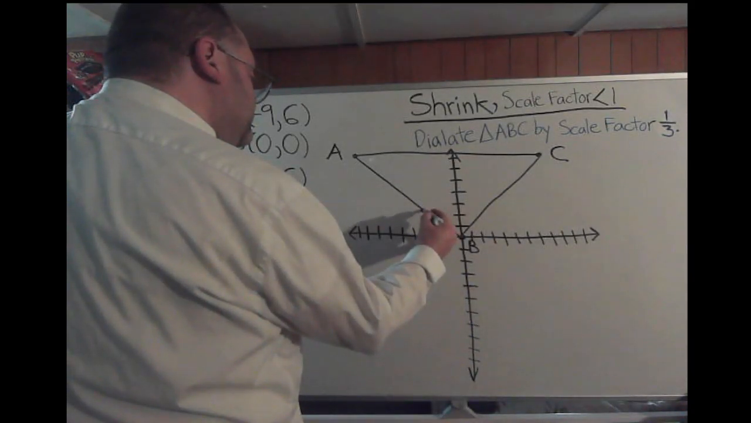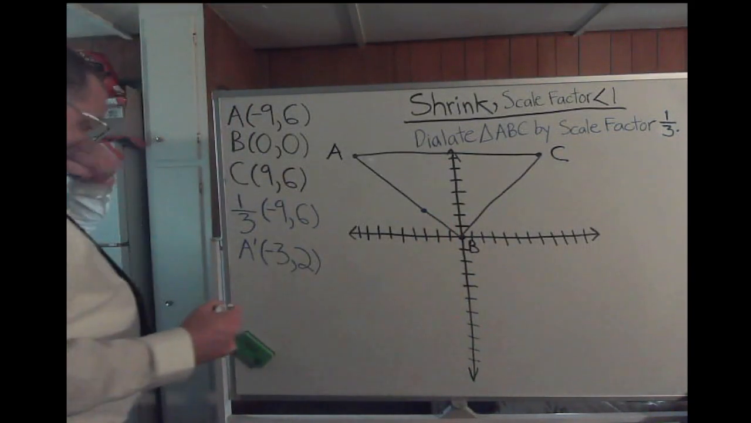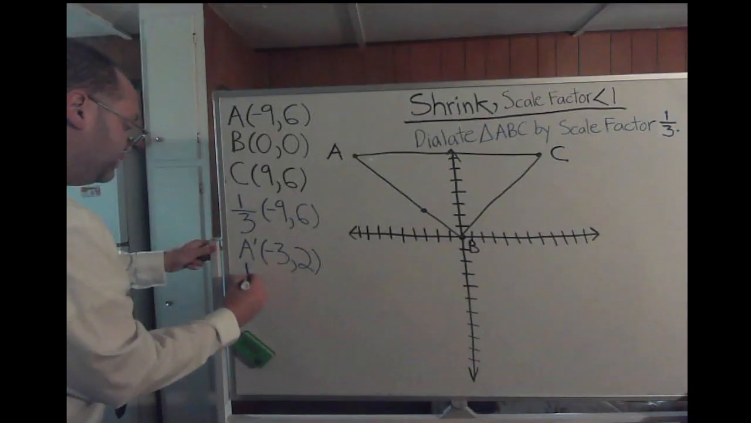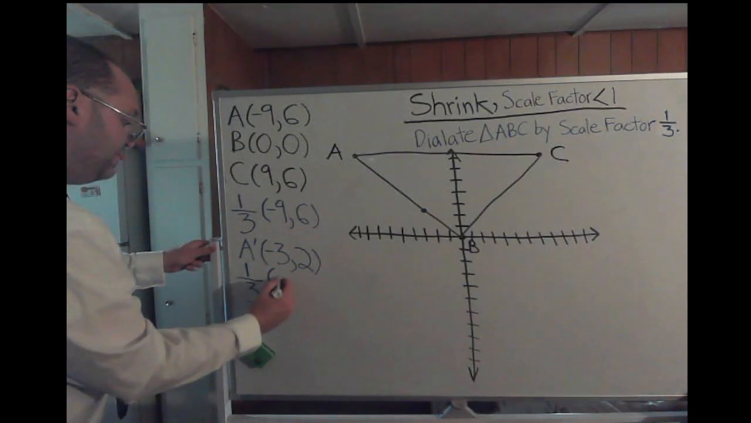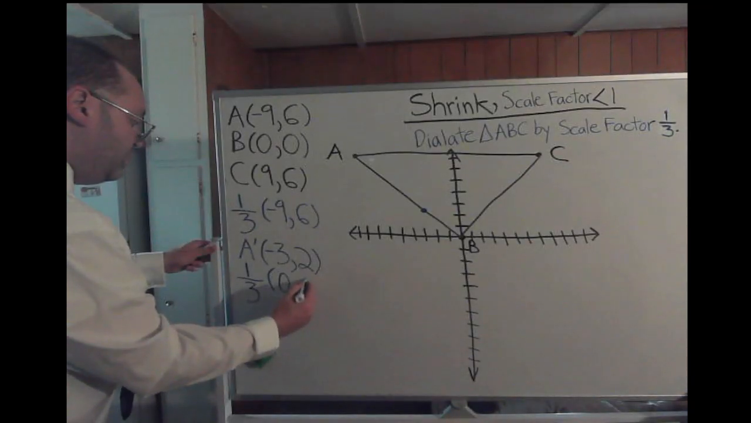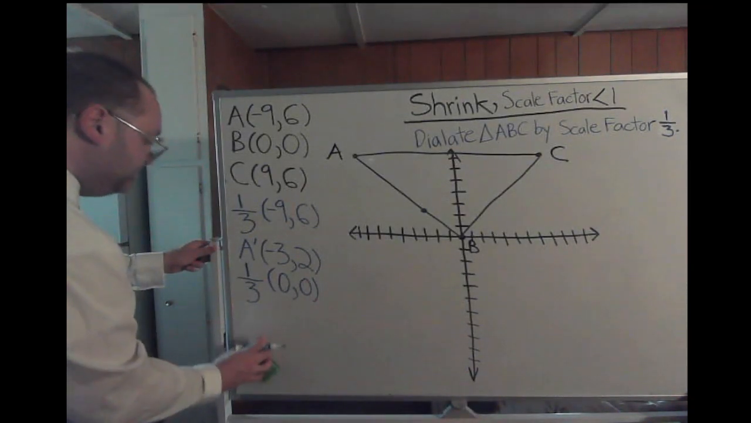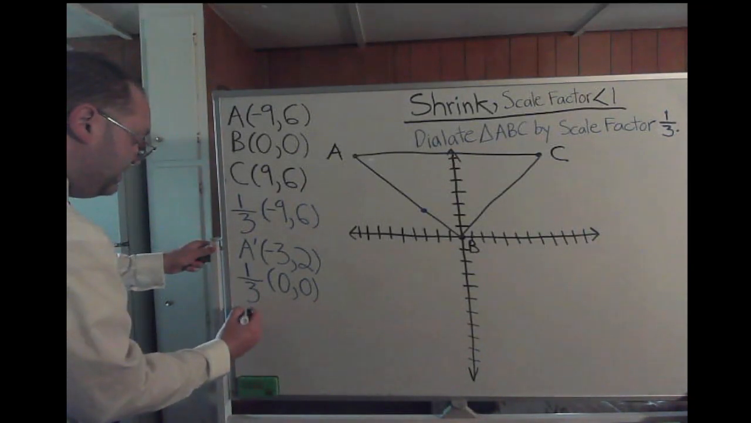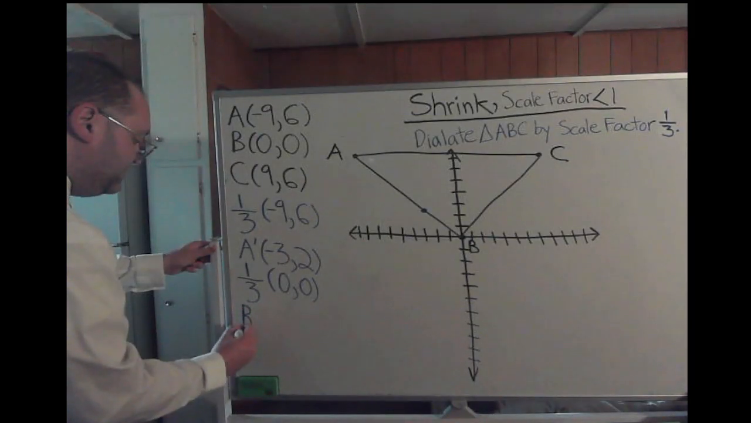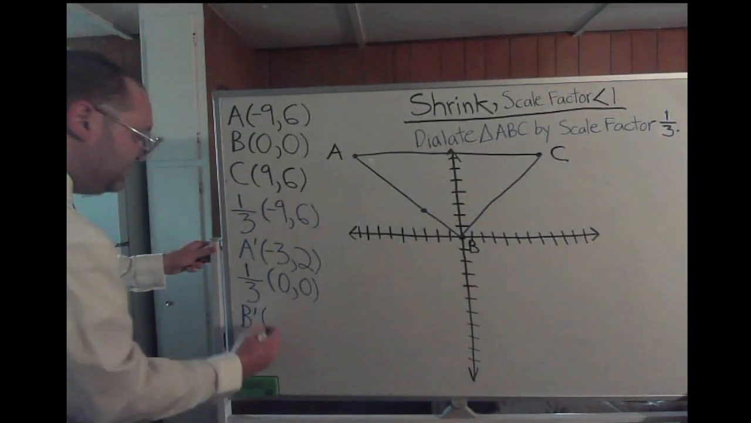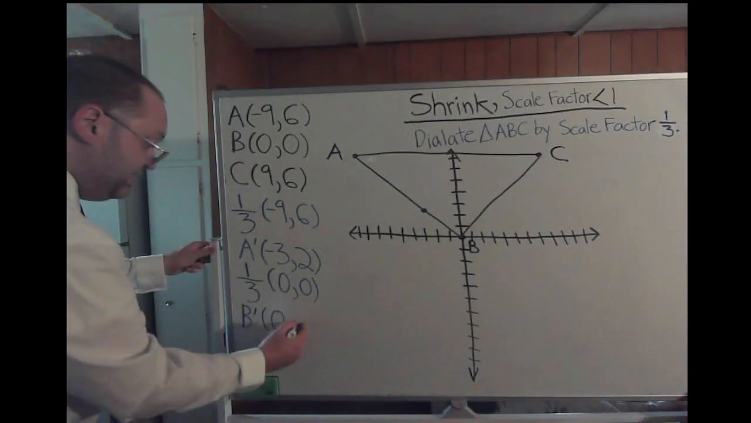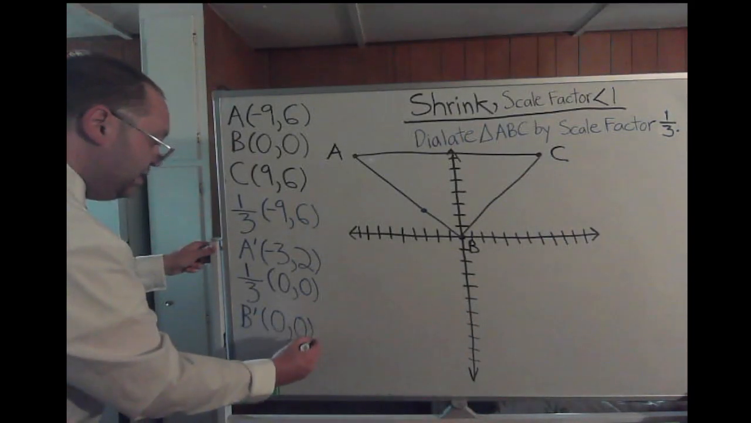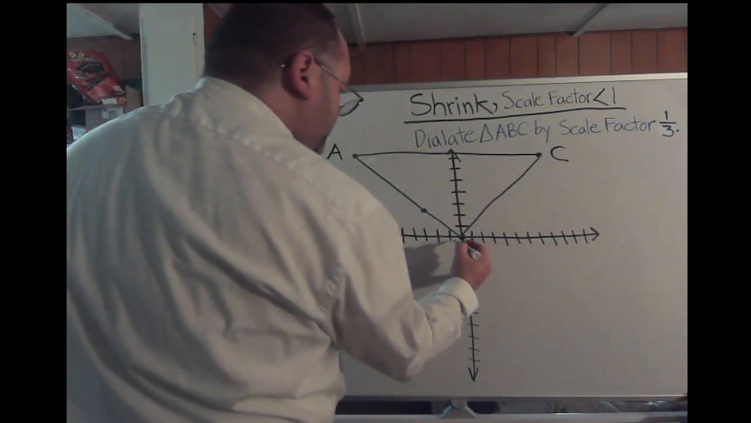Looks like it stays connected here. Now let's do it again for the B coordinate. You'll do 1/3 times the coordinate of 0, 0. Well, this will be easy. B prime, let's see, 1/3 times the x coordinate is 0. That's just 0. 1/3 times the y coordinate is 0. Also 0. So B prime is still at the origin.